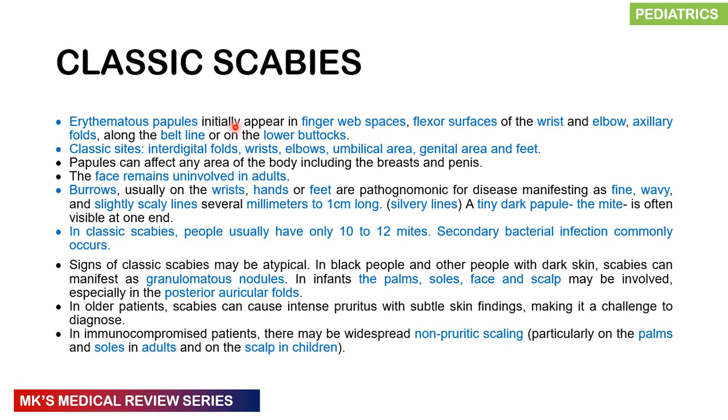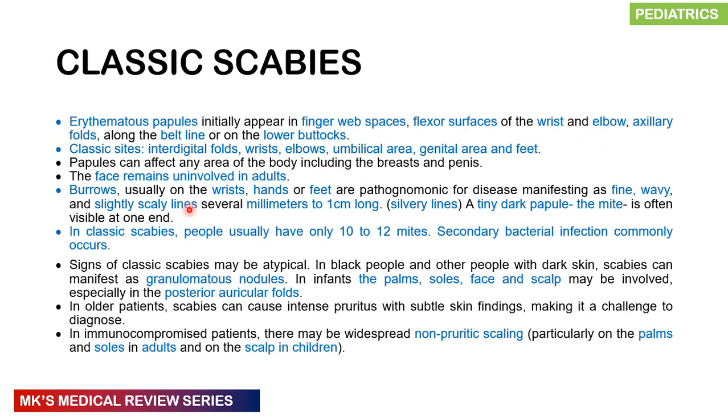So what you get to see is these burrows, which are usually present on the wrist, the hands, and the feet. And once you see these burrows, you pretty much have a diagnosis of scabies because they are pathognomonic. How do we describe them? You get these fine wavy, even slightly scaly lines that are about 1 centimeter long, and you can call them silvery lines, and they have a tiny dark papule at the end, which is referred to as the mite. So this may sometimes be visible.